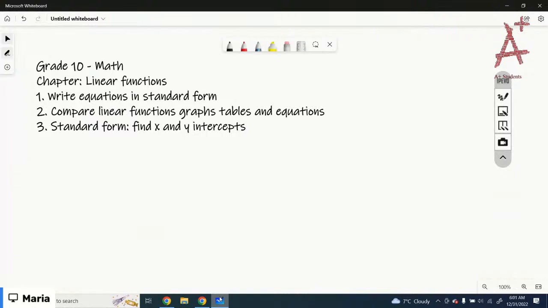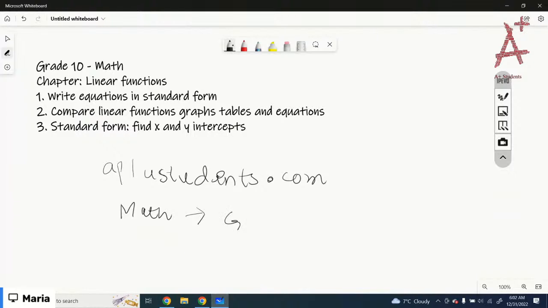So, we're going to start with grade 10 maths. You can find all the lessons on aplusstudents.com. You have to log in there using your email address and password as provided by the administrator. Then you have to select math from the subject tab. Scroll down to grade 10 maths.